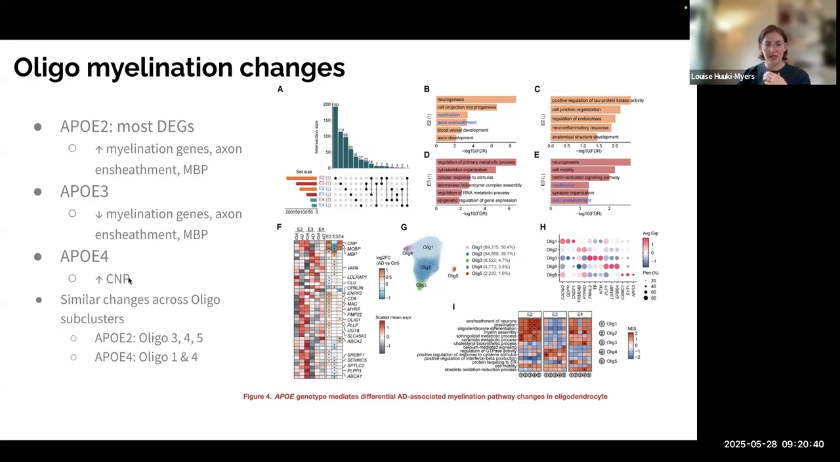In ApoE4, we see an upregulation of CNP. So there is less signal for ApoE4 here. As you can see, the set of E4 unique genes is much smaller, but it includes CNP, which is a gene involved in myelination as well. So again, they break the oligos into subclusters. They said there were similar changes across the subclusters, but they do note that E2 changes were more enriched in these populations, and E4 more enriched in 1 and 4. So there's some changes here, but they didn't find anything super distinct.